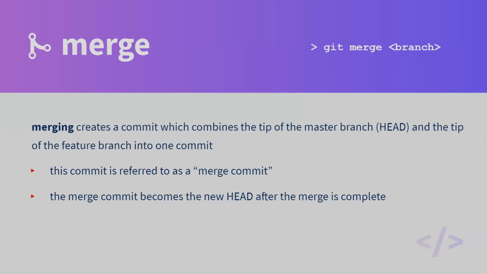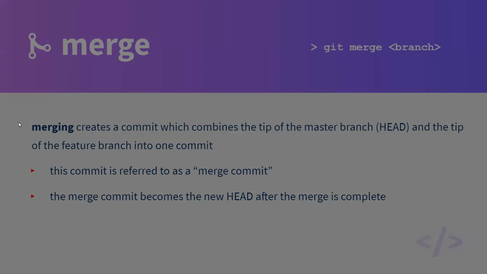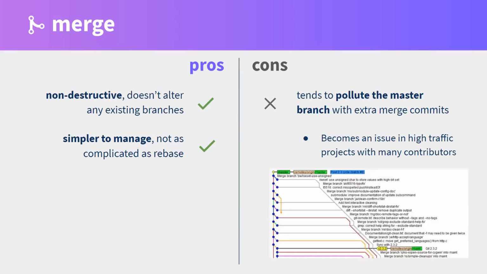Okay, so firstly, merging. The command is git merge, and then you specify the branch. Merging creates a commit which combines the tip of the master branch, the head, and the tip of the feature branch into one commit. It's usually called a merge commit, and then the merge commit becomes the new head after the merge is complete. So let's look at that. Not graphically, I have pros and cons first.